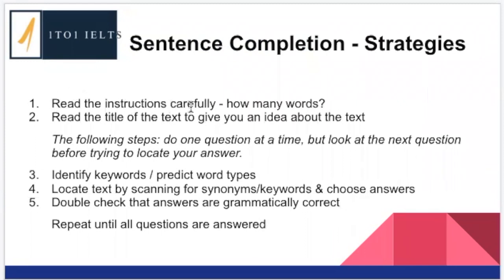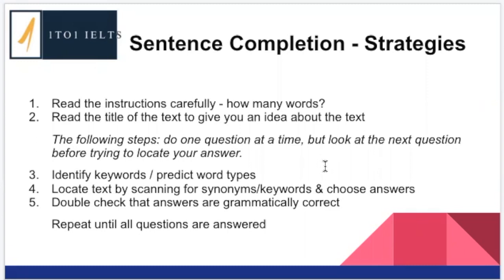We're going to read the instructions carefully. We're going to do this for any question type. Very important here is we have to decide how many words the question wants us to answer with. After you've read the instructions, we don't have to worry about skimming to get general meaning, but we do want to read the title of the text to just give us an idea about the text. It will give you quite a lot of information, so it's always good to read the title quickly before we actually go on to looking for answers.